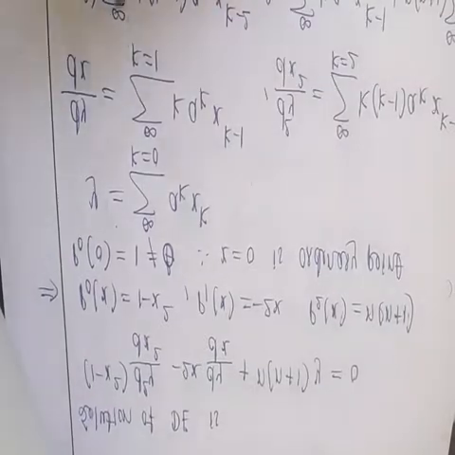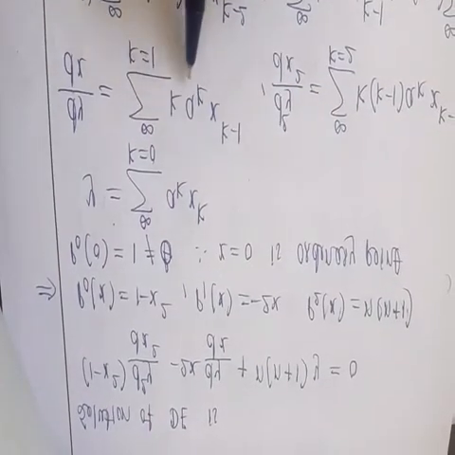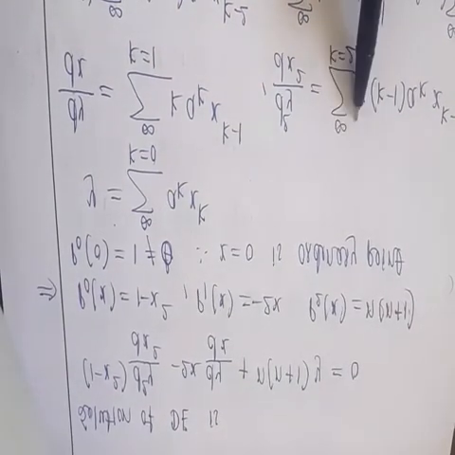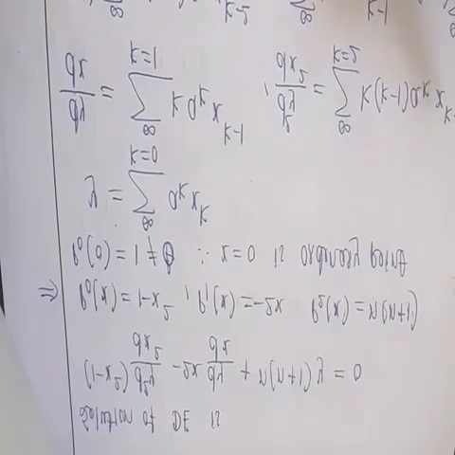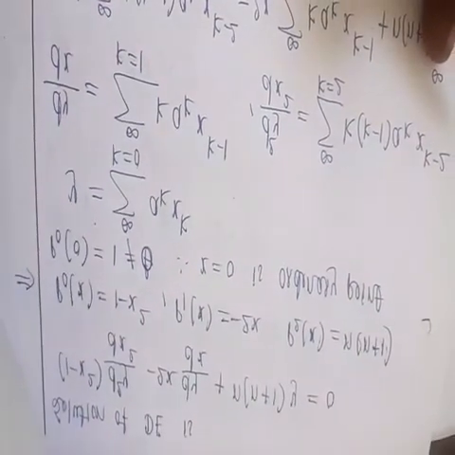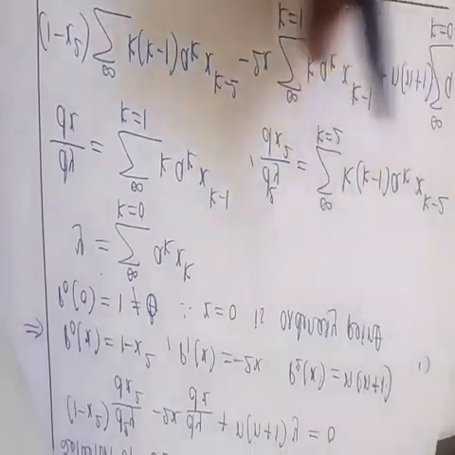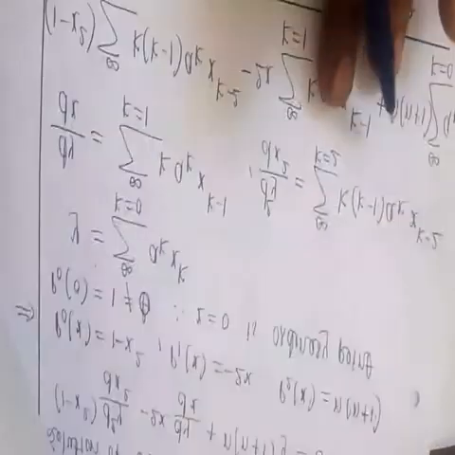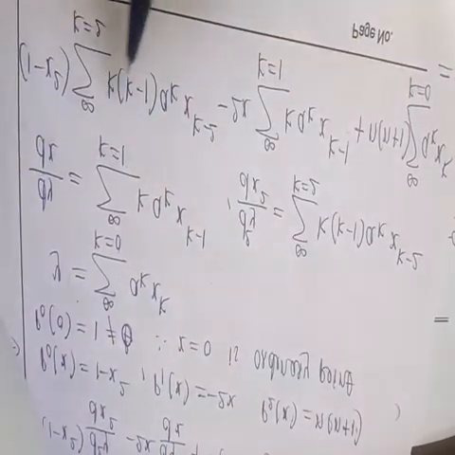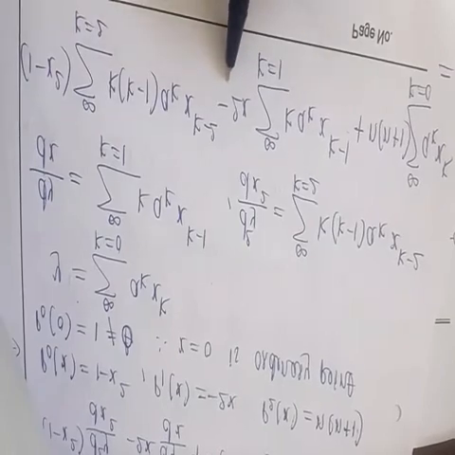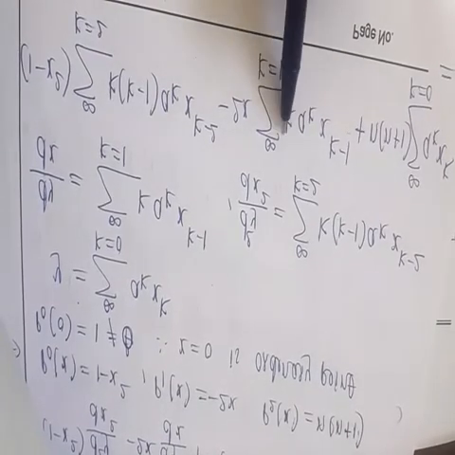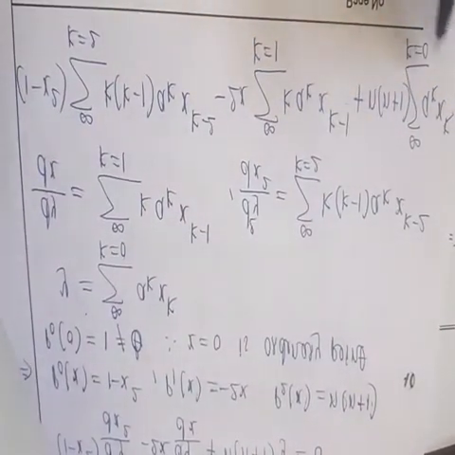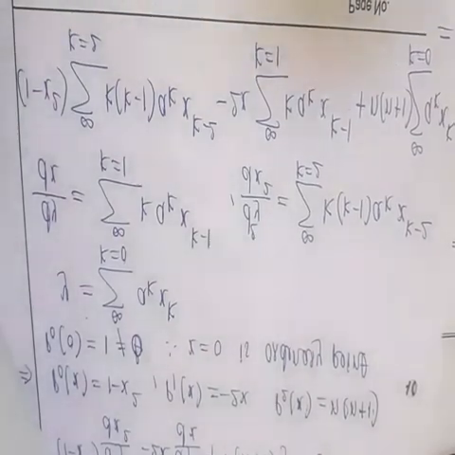dy/dx is summation k equal to 1 to infinity k a_k x to the power k minus 1, and d2y/dx squared is summation k equal to 2 to infinity k(k minus 1) a_k x to the power k minus 2. Now substituting y, dy/dx and d2y/dx squared in the given differential equation, it is (1 minus x squared) summation k equal to 2 to infinity k(k minus 1) a_k x to the power k minus 2, minus 2x summation k equal to 1 to infinity k a_k x to the power k minus 1, plus n(n plus 1) summation a_k x to the power k, and it is equal to 0.